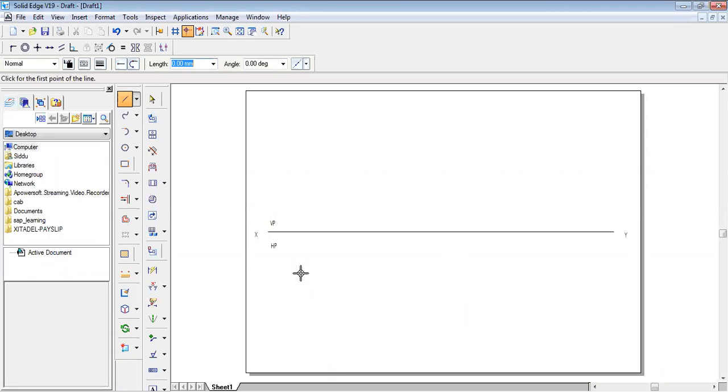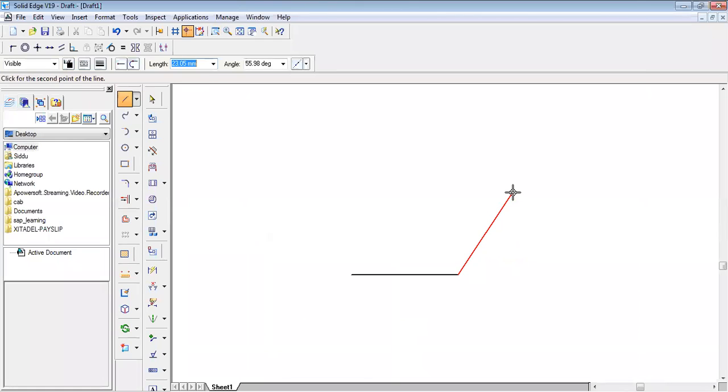Now let us draw a pentagonal lamina first. Let it be visible. So the side is 25 mm. On 25 mm the angle will be 72, again 25 at 144, again 25 at minus 144, 25 at minus 72. Okay, so it is done.